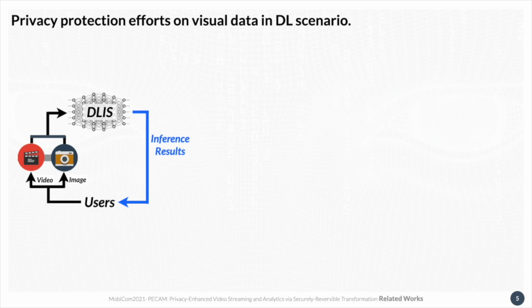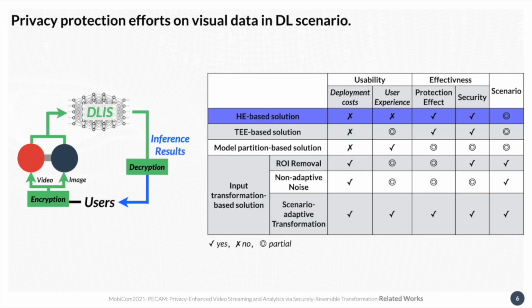We have classified the work that performs privacy protection on visual data. An intelligent video stream analysis system is demonstrated in the above figure. The first kind of work is the homomorphic encryption-based solution. In this method, the user data is completely analyzed in an encrypted state. This scheme can ensure the privacy of user data. Still, the deployment cost is relatively high, and the system performance efficiency is relatively low.